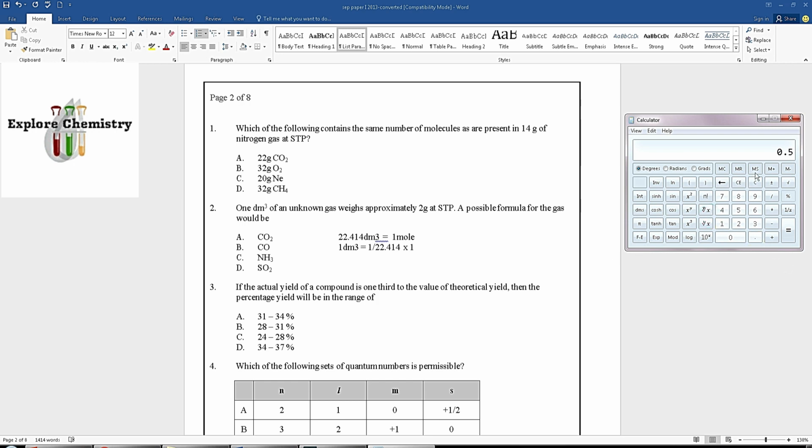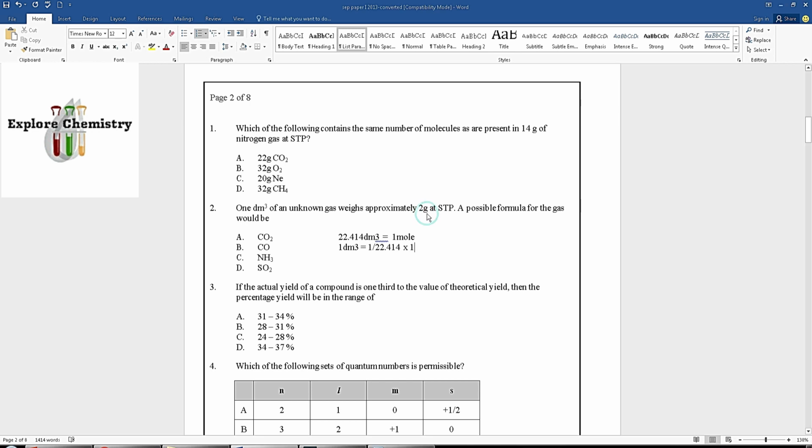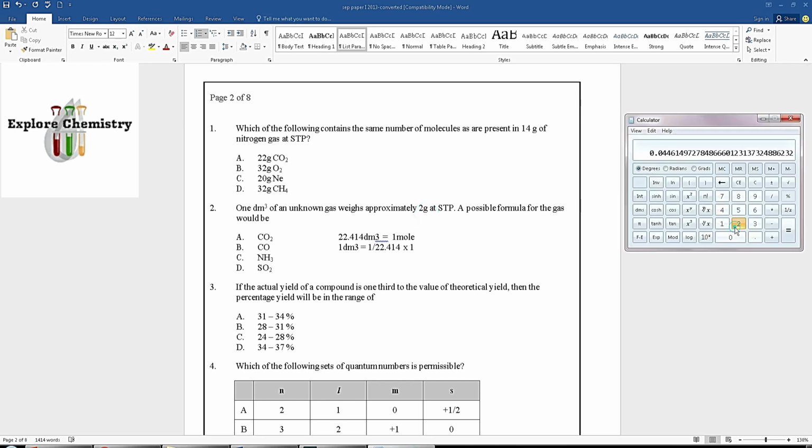1 divided by 22.414, answer is 0.0446. This is number of moles 0.0446 and mass is 2 gram. So 2 divided by number of moles, you will get molar mass. 0.0446 is number of moles. So here you are getting 44.